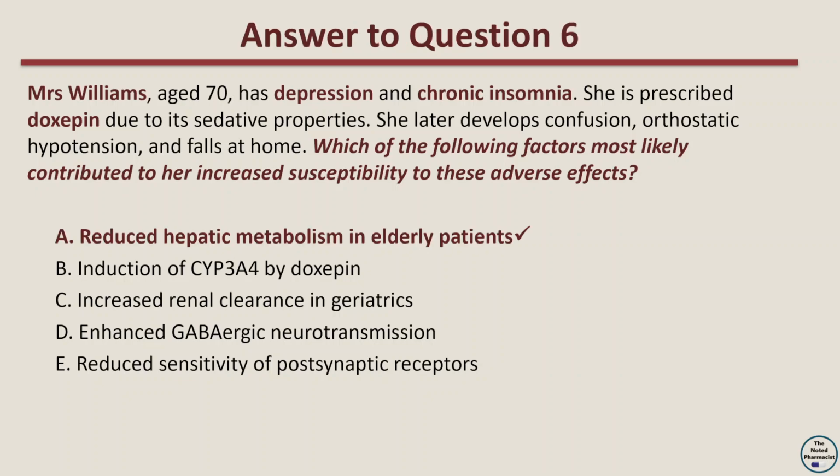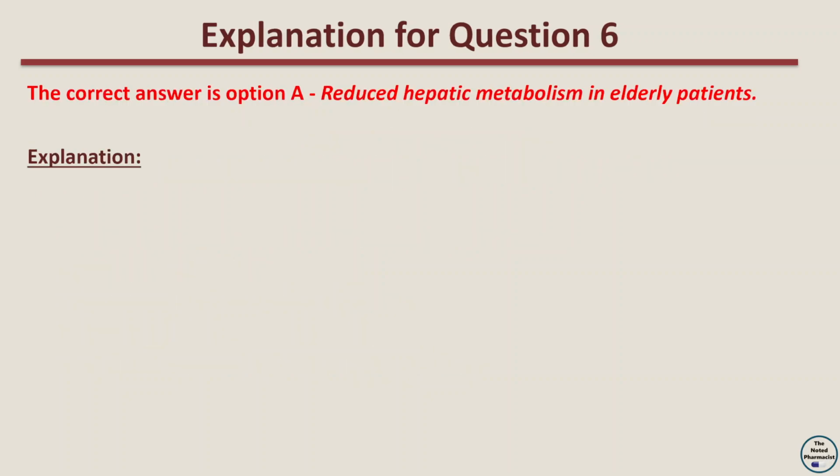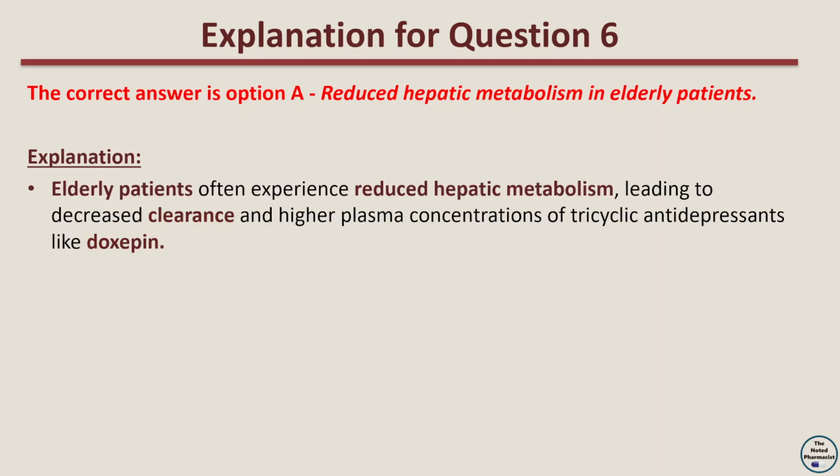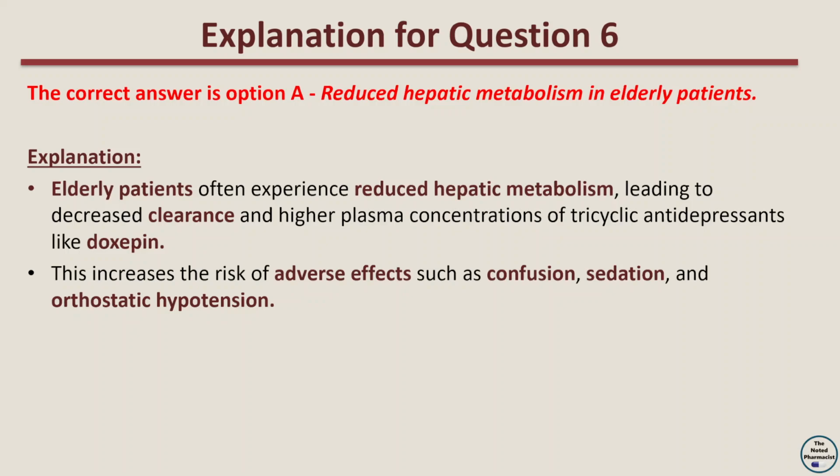The correct answer is option A, reduced hepatic metabolism in elderly patients. The explanation is that elderly patients often experience reduced hepatic metabolism, leading to decreased clearance and higher plasma concentrations of tricyclic antidepressants like doxepin. This increases the risk of adverse effects such as confusion, sedation, and orthostatic hypertension.